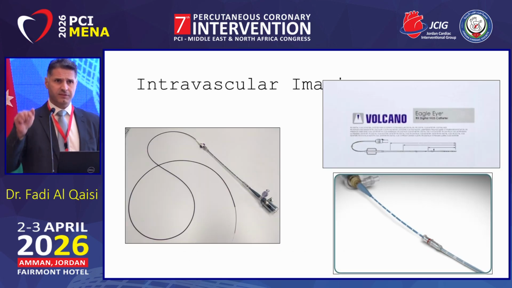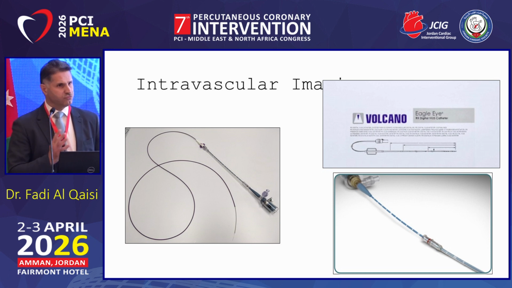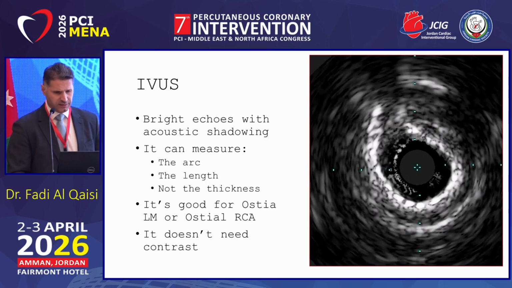There are two different IVUS available in Jordan. في عنا Boston Scientific إلهم ميزاتهم وفي عنا الفولكانو إله ميزاته. If you get used to one of them, just whatever you like, and it's important to have availability of both of them. كل واحد إله ميزاته إله سيئاته.